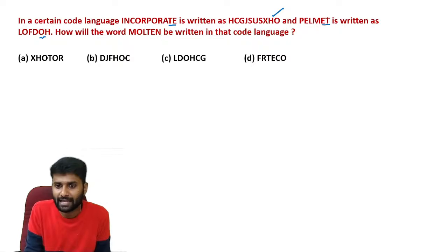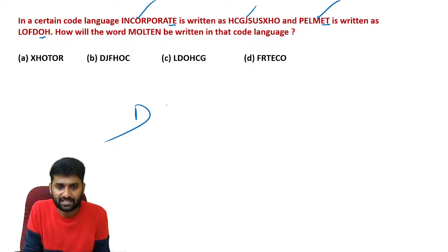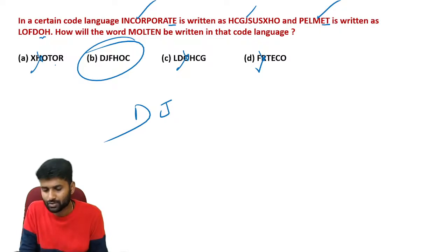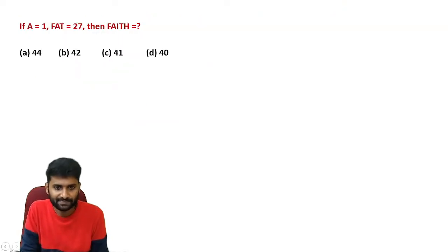What about molten? M. So third letter. What is the third letter? D. O. Let's check with the O here. Here O is the fourth letter, right? Fourth letter is J. So D, J we require. A eliminated, C eliminated, D eliminated, and you can choose the option. B is the correct answer.